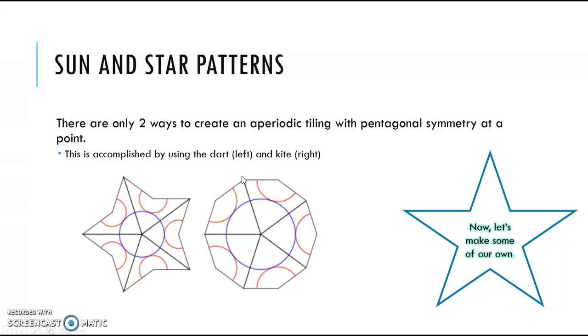All right, so there are 2 basic patterns formed with the kite and the dart. There's a sun pattern and a star pattern. And these are the only 2 ways to create an aperiodic tiling with pentagonal symmetry.